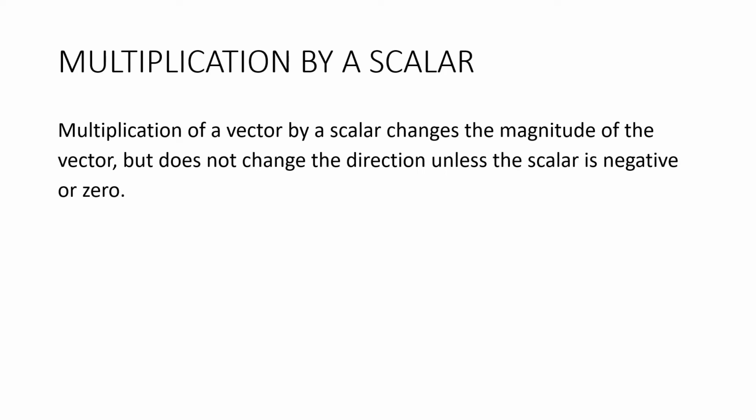Multiplication of a vector by a scalar will change the magnitude of the vector, but it doesn't change the direction unless the scalar is negative or 0. So here we've got a. If I add another a and add another a, I've got 3a.